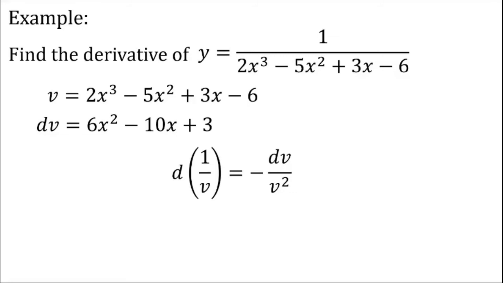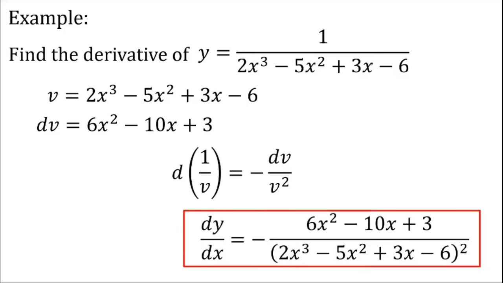y prime equals negative 6x squared minus 10x plus 3 over open parenthesis 2x cubed minus 5x squared plus 3x minus 6 close parenthesis squared. Okay, very good. How about the others? Did you get the same answer?